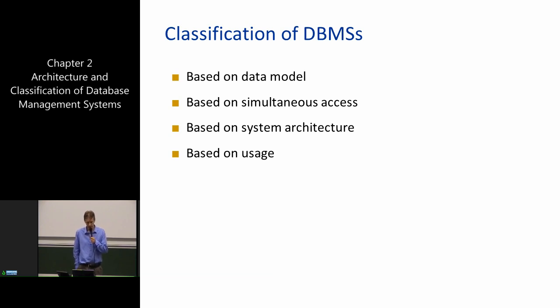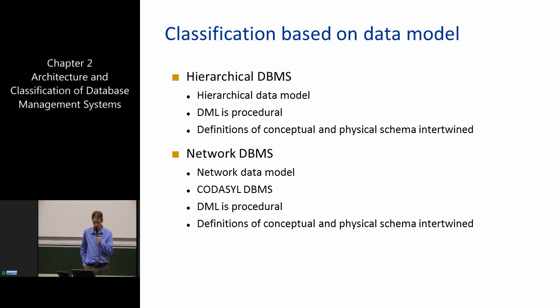In the next big part of this chapter, we're going to talk about the classification of DBMSs. And we can classify DBMSs in various ways. We can classify them based upon the data model. We can classify them based upon simultaneous access, based upon system architecture, and based upon usage. We're going to start based upon data model.